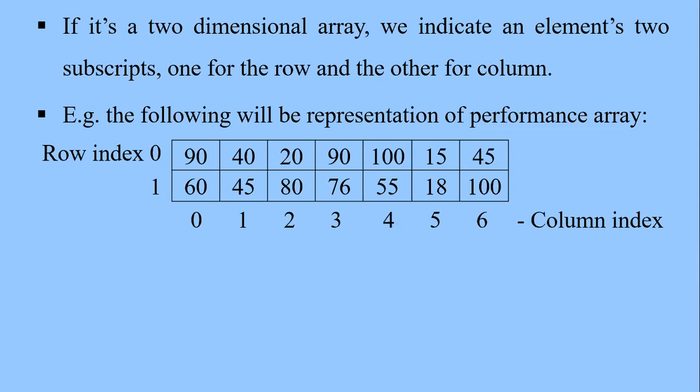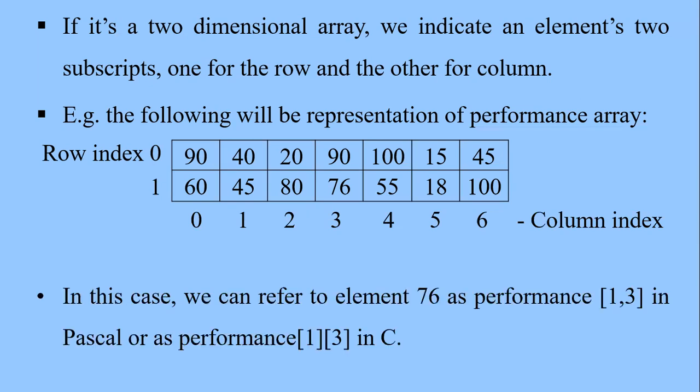On the side of the columns, column 1 is subscript 0, column 2 subscript 1, column 3 subscript 2, column 4 subscript 3, column 5 subscript 4, column 6 subscript 5, and column 7 subscript 6. So 0 to 6 are the column indices, while 0 to 1 are the row indices. Subscripts for the row are 0 to 1. Subscripts for the column are 0 to 6.